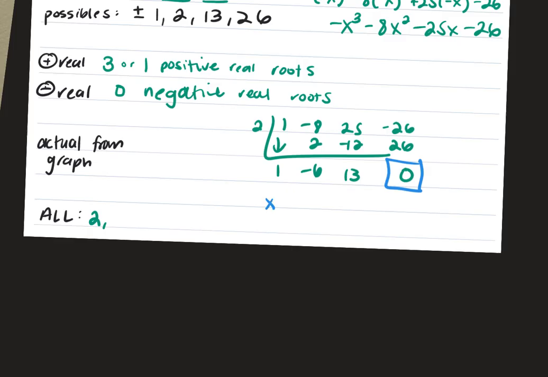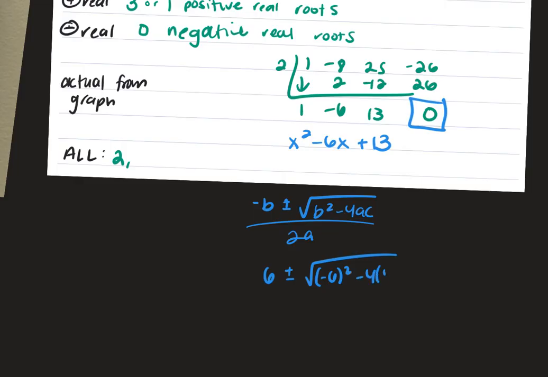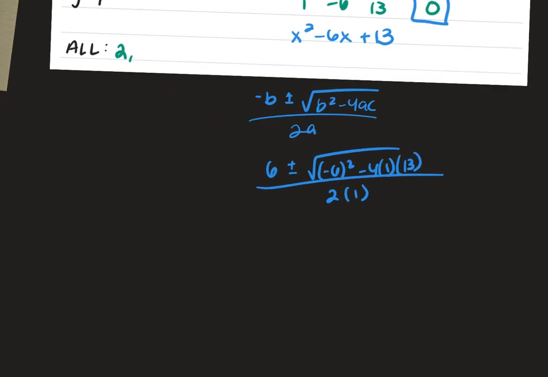Now I'm taking x squared minus 6x plus 13. If you could factor it, it would be easy to factor it. It's not going to be factorable for a reason, okay? Because I want you to do the quadratic and because it should produce an imaginary number. So negative b plus and minus the square root of b squared minus 4ac over 2a. Negative negative 6 is 6 plus and minus the square root of negative 6 squared minus 4 times 1 times 13, all over 2 times 1.